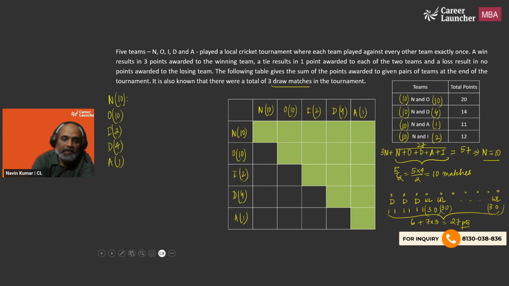If we look at A's 1, which is the easiest because it's a small number, we can see that 1 will only come if A drew a match. So one of A's matches was a draw, and the remaining four matches resulted in losses. Because had A won one more match, he would have been awarded three more points, and his total should have been four and not one. So A lost all the matches except for one, and that one match was drawn.